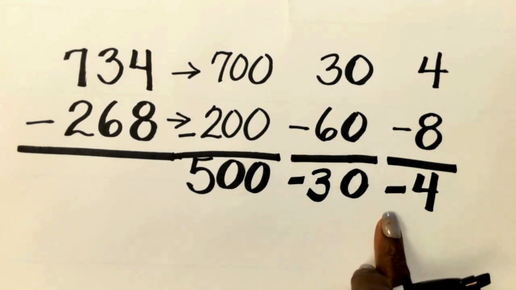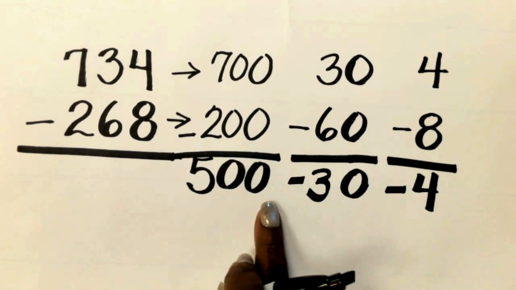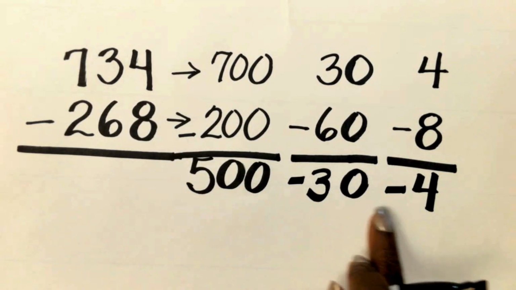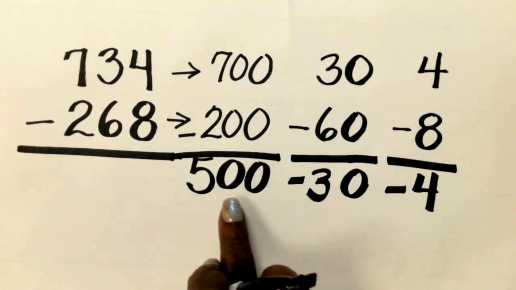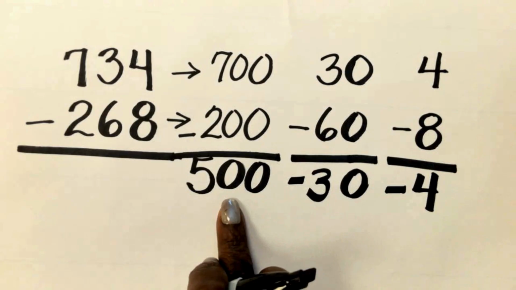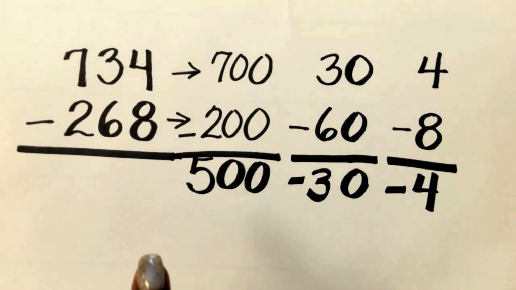So now I have 500 minus 30 minus 4. Well, what would that be? Let's go one chomp at a time. 30 from 500. I'm going to count back tens. So if I know I have 30, and to make 100, I need 70.